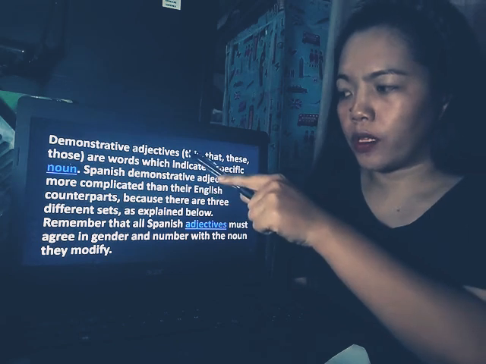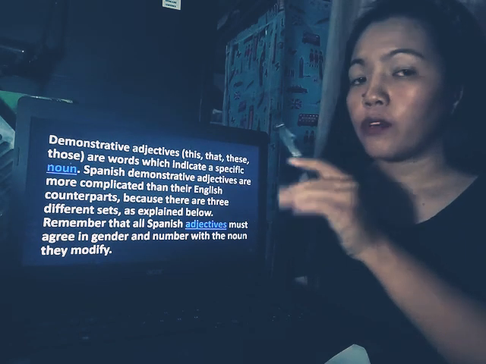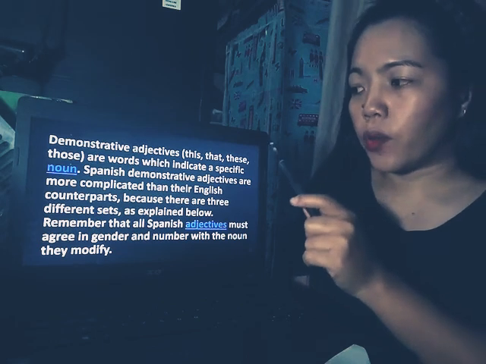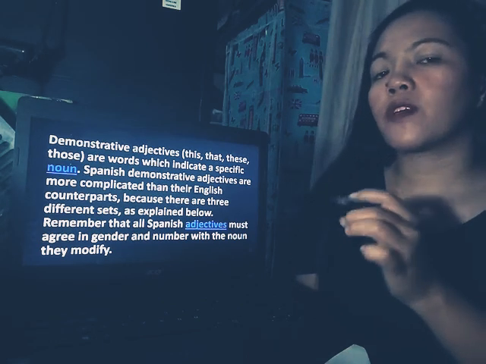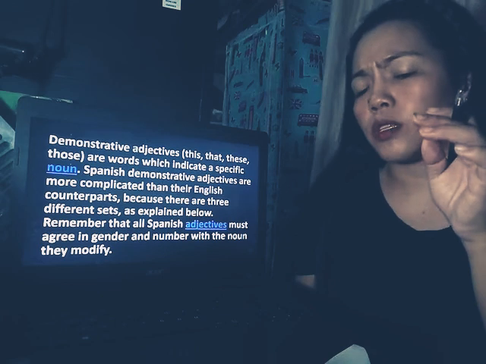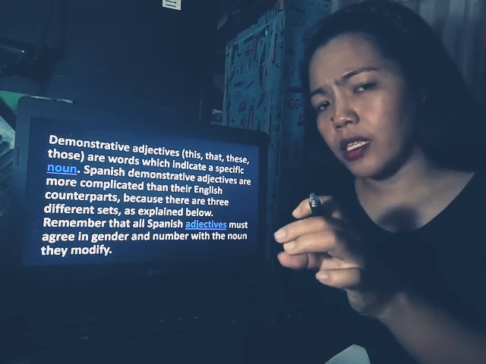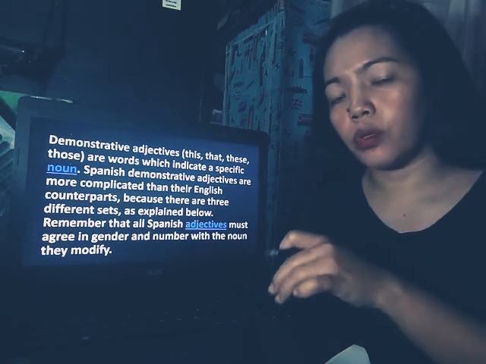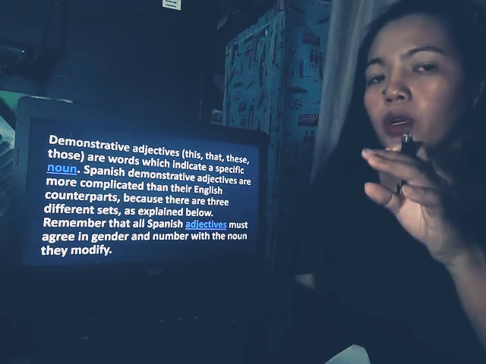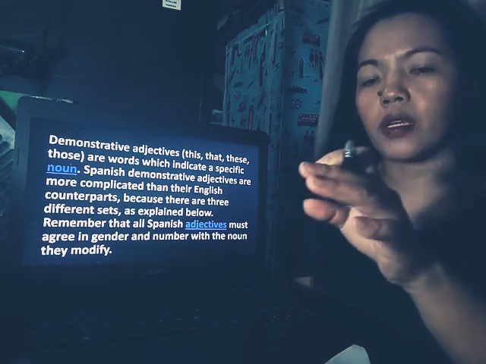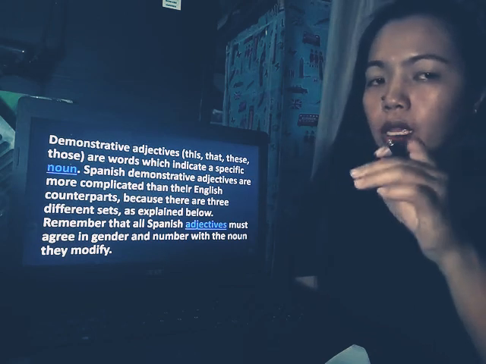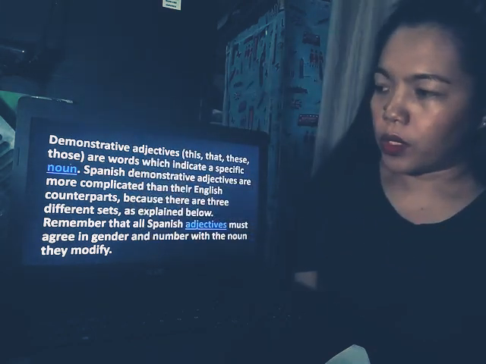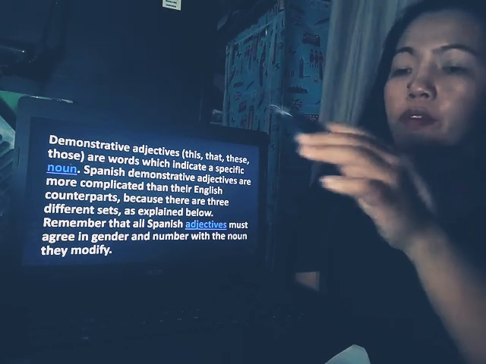For the singular, this and that. For the plural, these and those. These are words which indicate a specific noun, so you are going to be more specific. You put an adjective or pronoun to it, for example this candle, this book, or those ones, this one, that one.